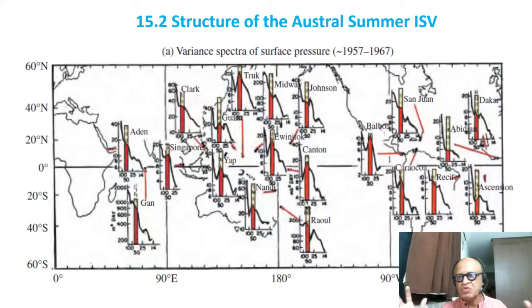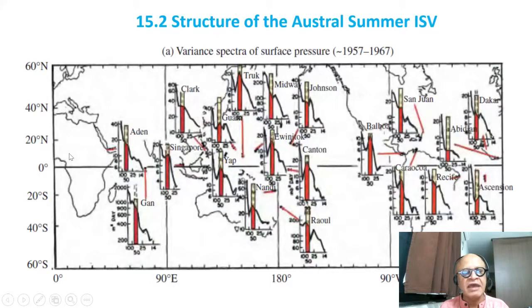So we keep switching between 20 to 60 days, sometimes 20 to 100 days, sometimes 40 to 50 days, depends on the data that's available. On the vertical axis and in red colors are these variance spectra of surface pressure in terms of HPA per meter squared, or whatever the appropriate unit is. And you can see that everywhere along the tropics there is this 40 to 50 day band, and there is energy in those bands at various levels, except over Africa.